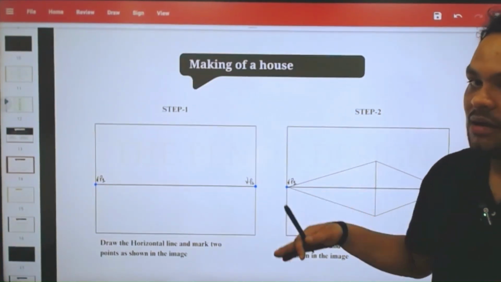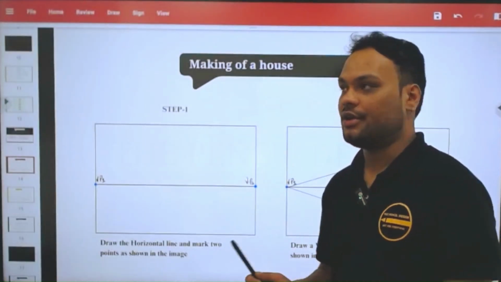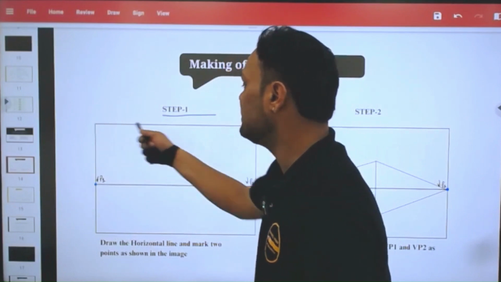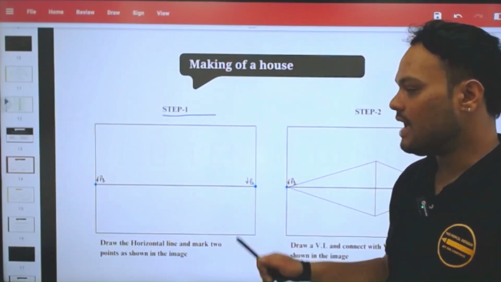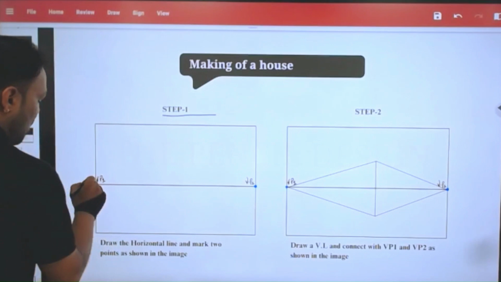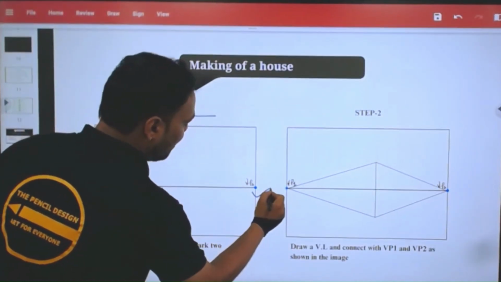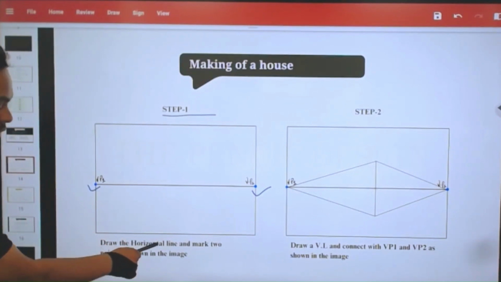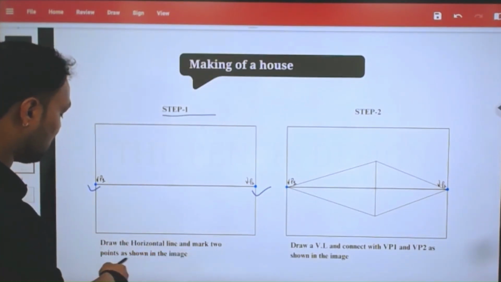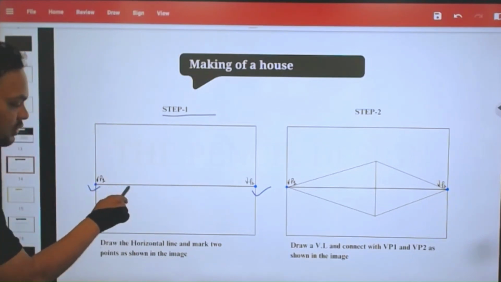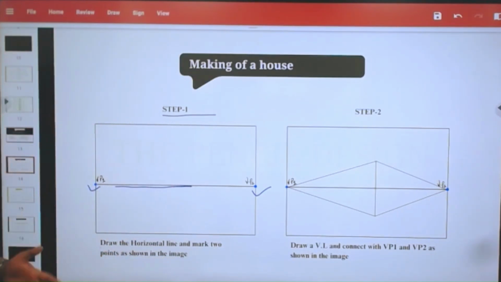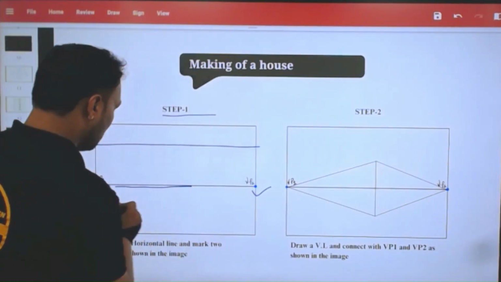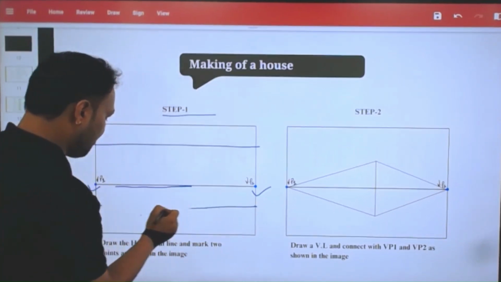So if you are using a normal A4 size paper, this will be your first step. You guys need to draw outlines like this on the sheet, and after that you will make vanishing point 1 and vanishing point 2, right? So it's already written over here. Draw the horizontal line and mark 2 points as shown in the image. So this is the horizontal line. Why is this horizontal line important? Just to balance the points, whether you are making it in the upper part or the lower part, depending on what you are making.